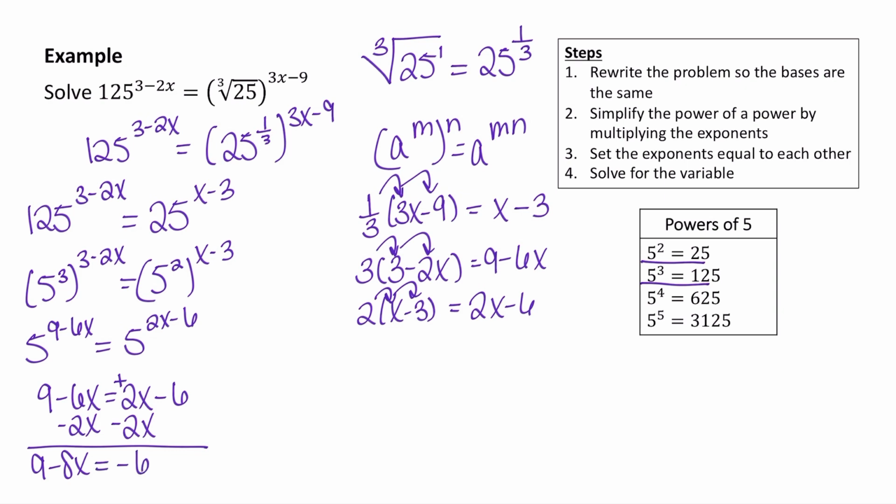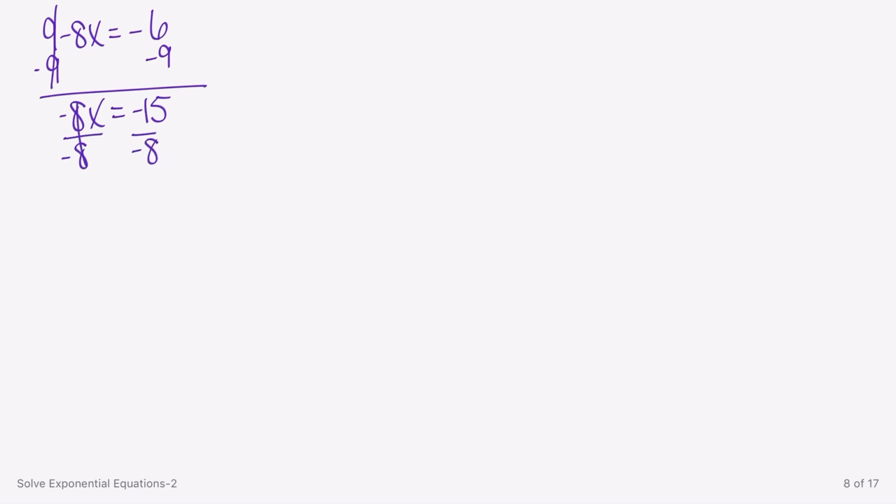So now I need to solve that 9 minus 8x equals negative 6. And I'm going to do that by subtracting 9 from both sides. So when I do that, I get negative 8x equals negative 15. Now I need to divide both sides by negative 8, and that gives me x equals 15 over 8.